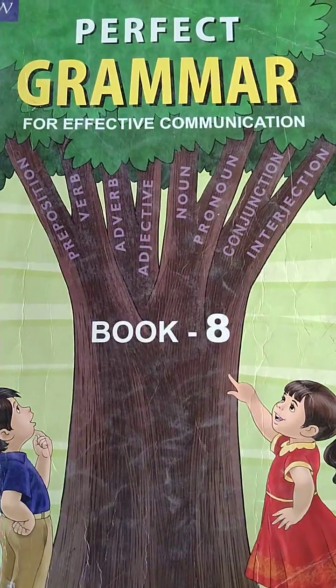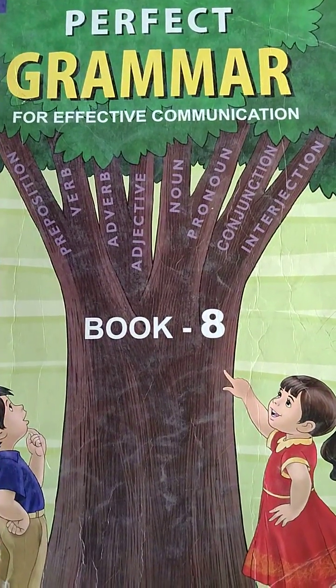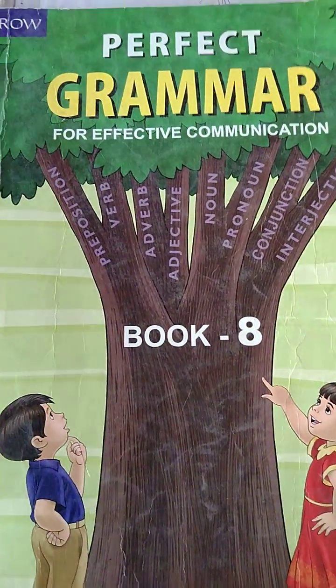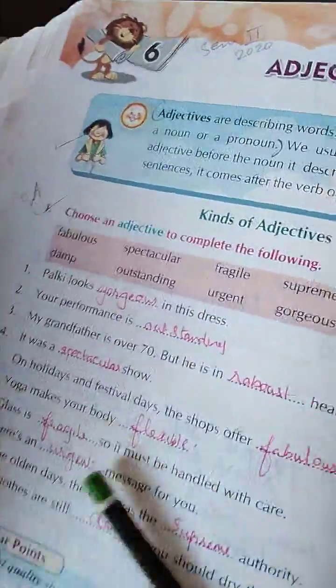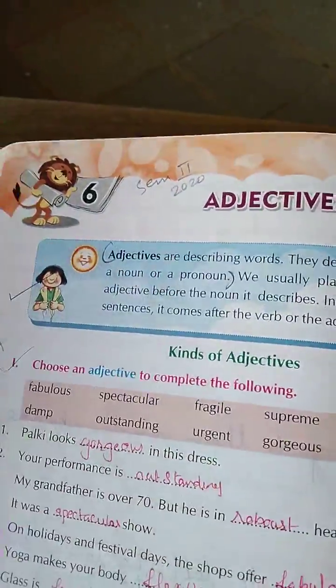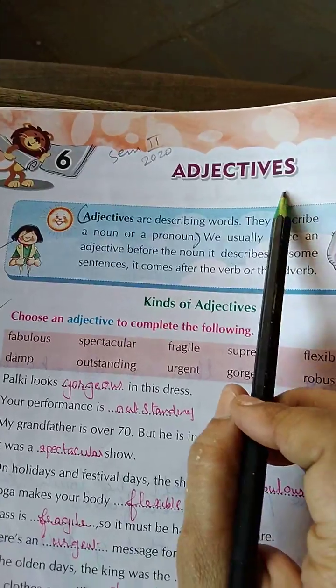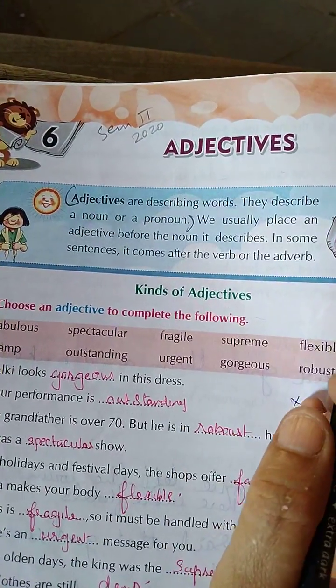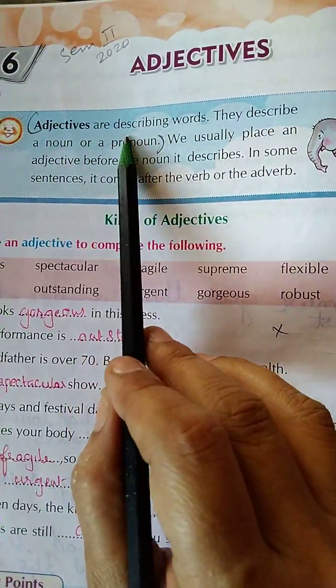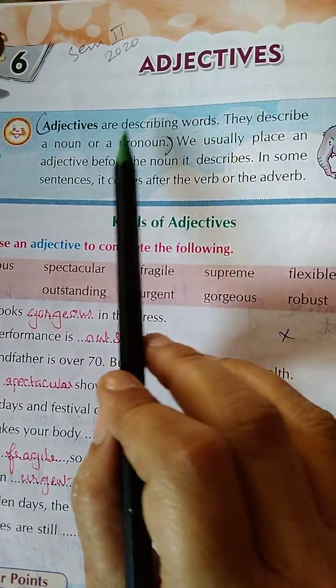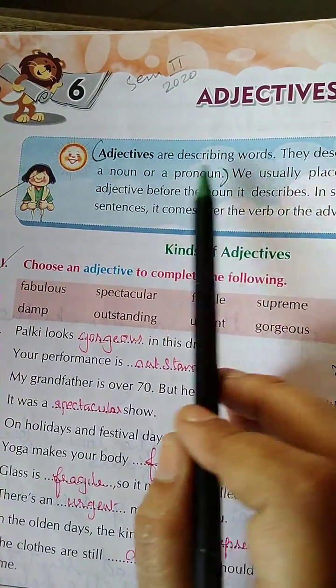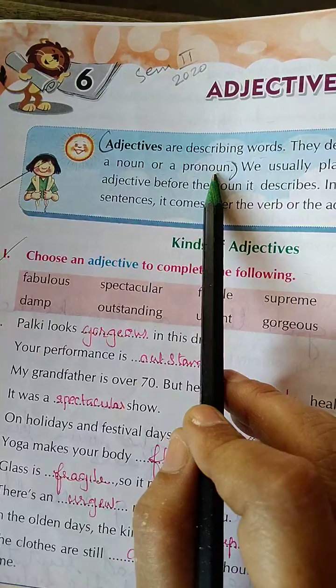So today in this session, we will start with grammar. Lesson number 6. Name of the chapter is adjectives. What do you mean by an adjective? Adjectives are describing words. They describe something. They describe a noun or a pronoun.